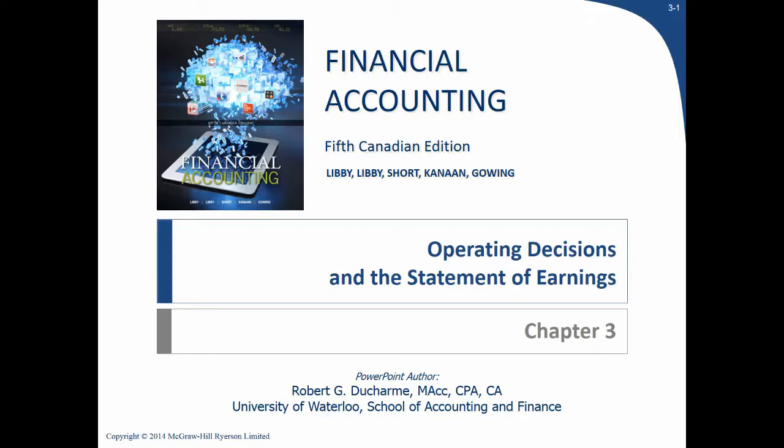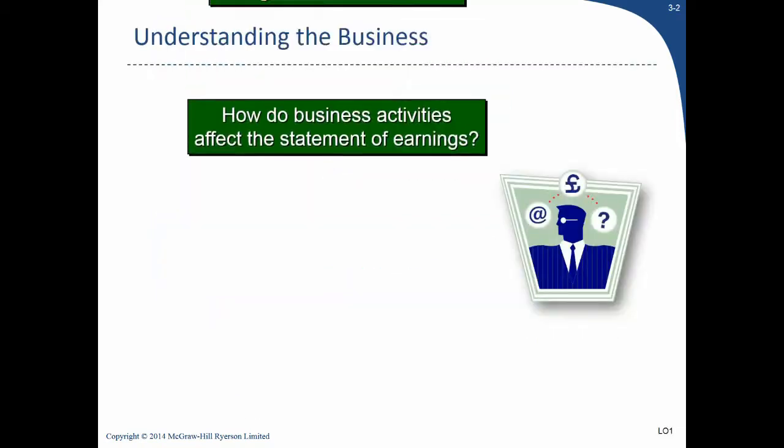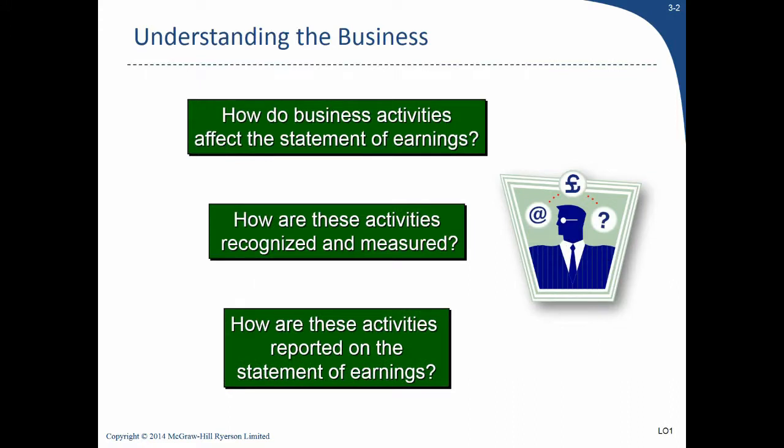The operating decisions and the statement of earnings. So last was the statement of financial position. This is the statement of earnings. Same questions. How does a business activity impact the statement of earnings? How do we recognize and measure these amounts? And how do we report them ultimately on the statement of earnings?